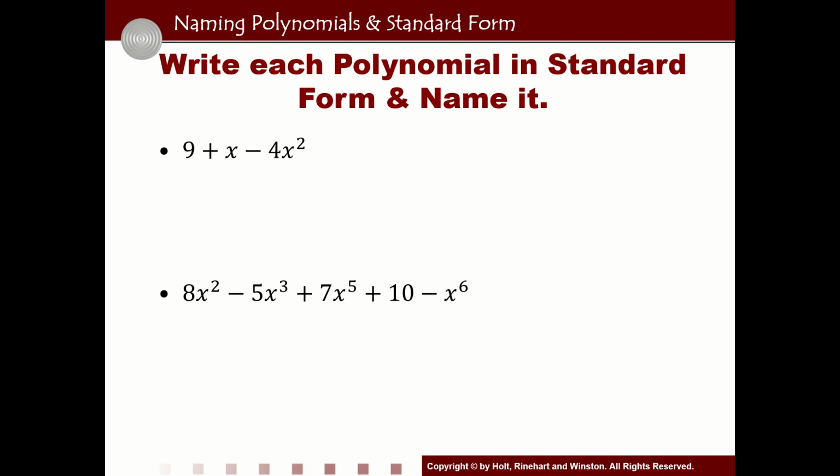Okay, last thing we're going to do here before you can go ahead to your graded assignment, we're going to practice some of these things. So directions say write each polynomial in standard form and name it. These are the 2 things that you're going to have to know how to do for your graded assignment. So standard form, if we go back to that definition, says that we list our terms from the highest exponent down to the smallest.